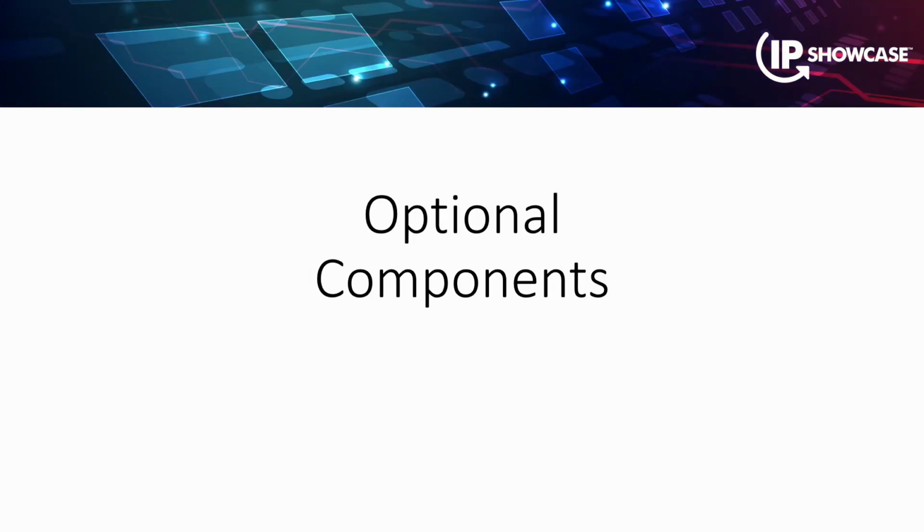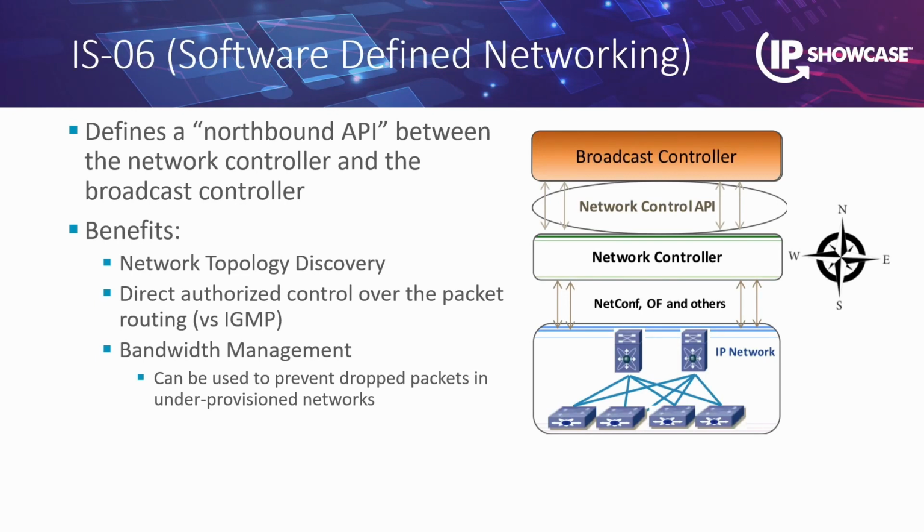So next we have the optional components. One of these is called ISO 6. That's a way of doing software-defined networking. I mentioned IGMP a minute ago. This is an alternative that's a layer between the switch and the broadcast controller called the Network Control API that lets the control system talk directly to the switch and have the switch manage the connections. It's got a couple benefits. You can do things like network topology discovery. You can authorize connections. You can manage your bandwidth. So it's used in some cases.